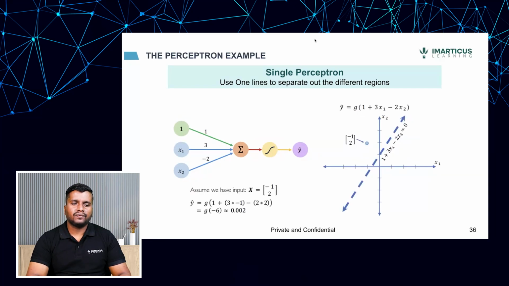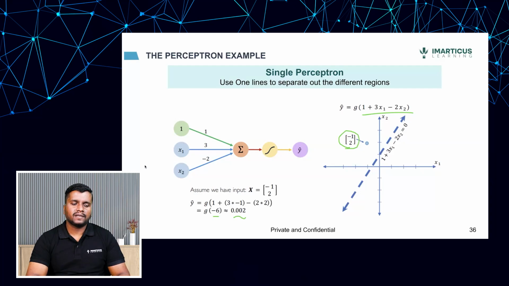Now, similarly, if we use one line to separate the different regions, consider that particular line 1 plus 3x1 minus 2x2. If we put the x value as minus 1 and 2, so 3 into minus 1 minus 2 into 2, this data point minus 1 comma 2 is going to be in the upper half of this line, and it will have g of minus 6. You can see the total value is coming out to be minus 6, and we apply the function g. After applying this function, the value, suppose, is going to be 0.002. So this value now indicates in which category this point is going to lie.